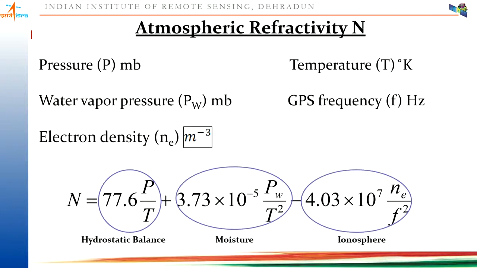So we can see here that when we retrieve the refractivity, it is a function of pressure, temperature and water vapor pressure. Okay, so once we know the refractivity, we can derive the other parameters as well.